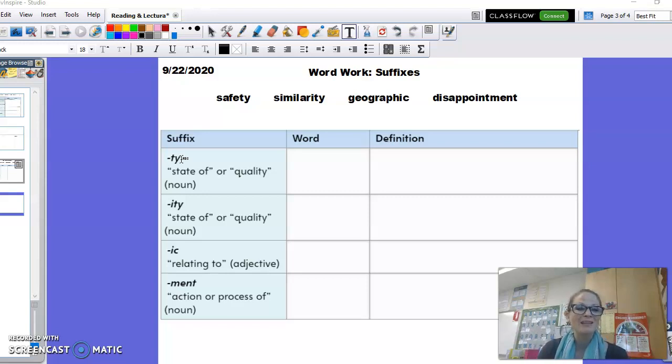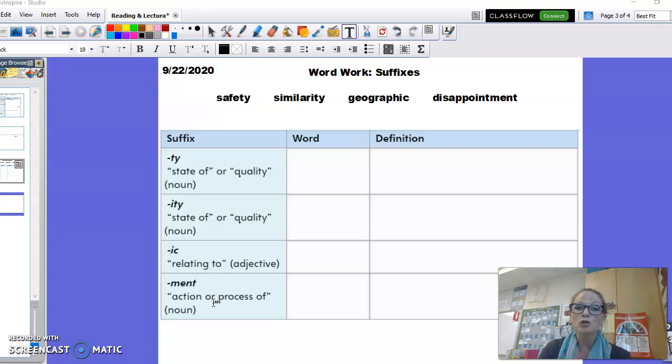So when we add that ty or ity, we are changing the word to mean state of or quality, all right? For ic, geographic, it means relating to, all right? And then finally we have ment, which is the action or process of.